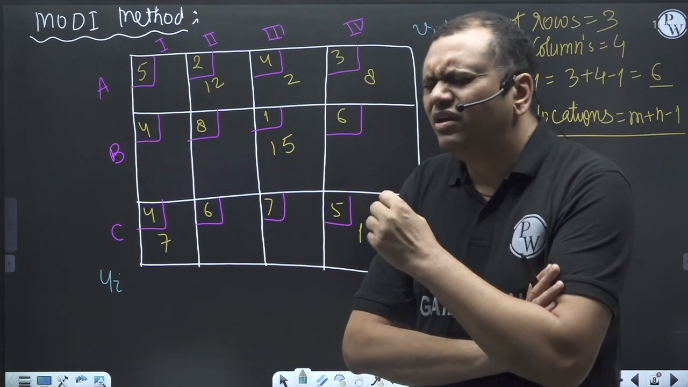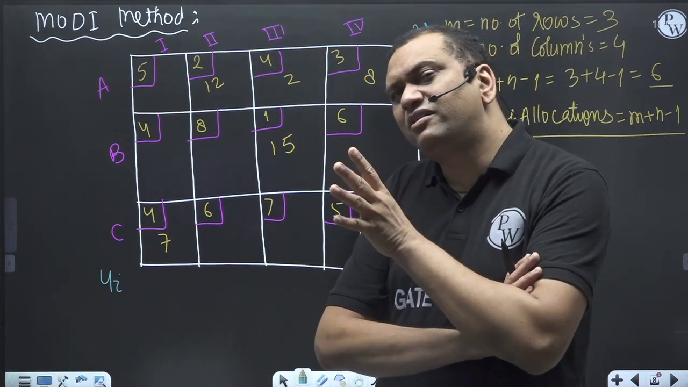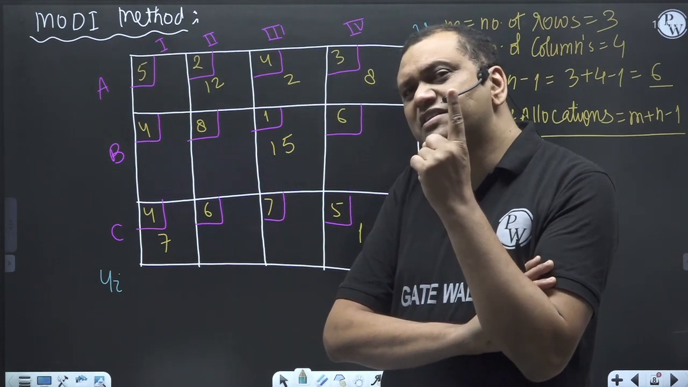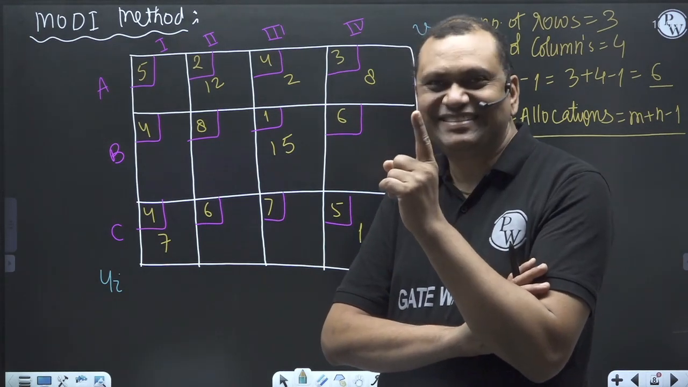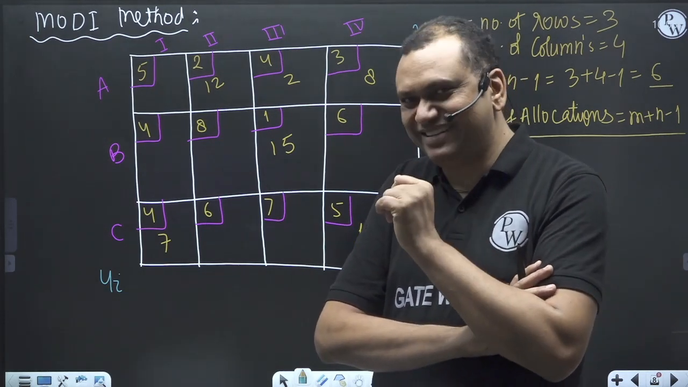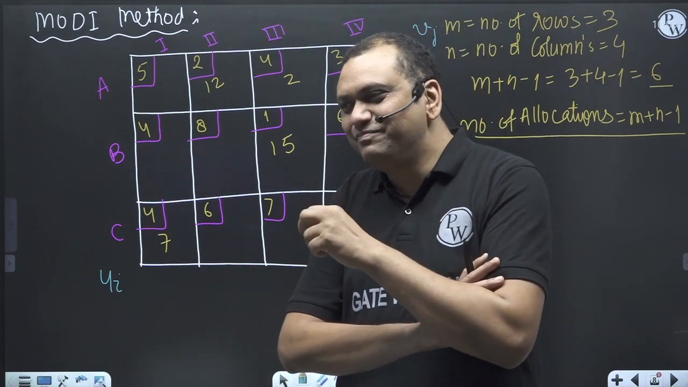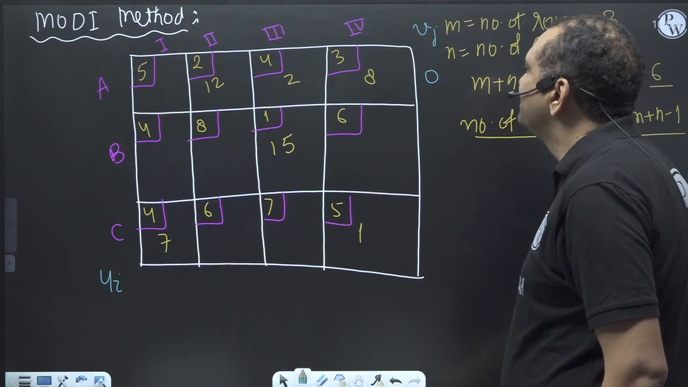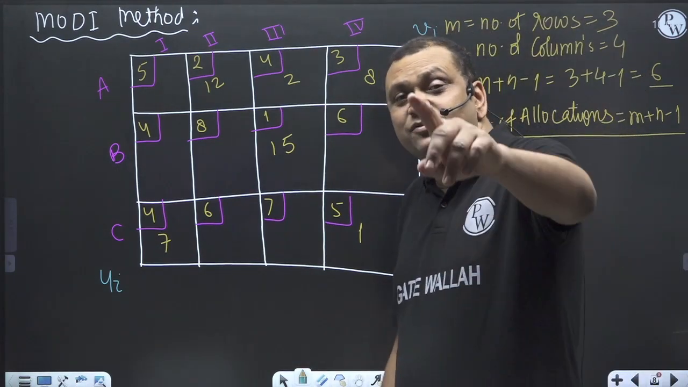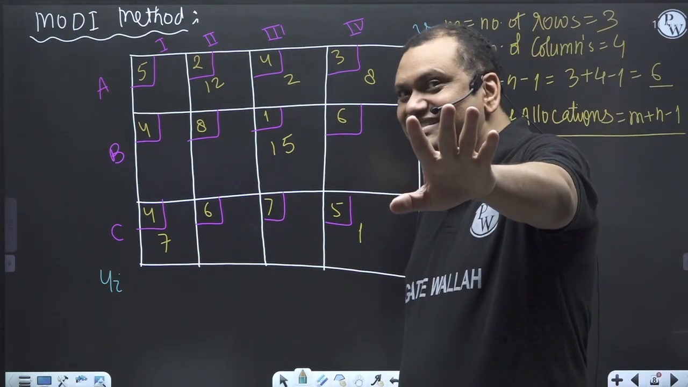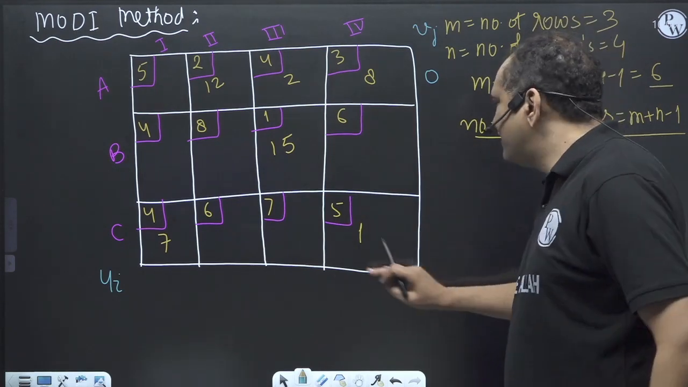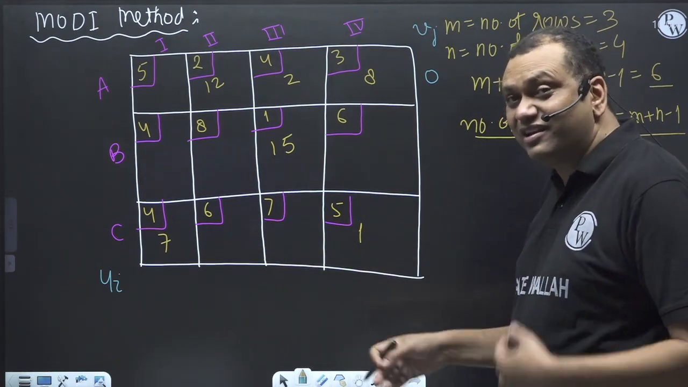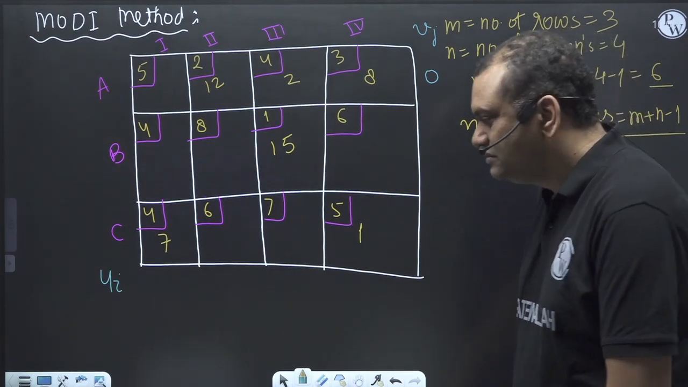So you can give any number to any row or any column, but this facility is given only once. Choose your lucky number. Allocate anywhere. Let us say you allocate here. But this facility is given only once, because all other numbers will come out automatically.